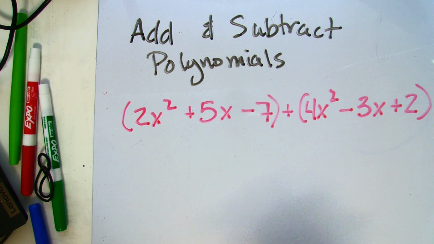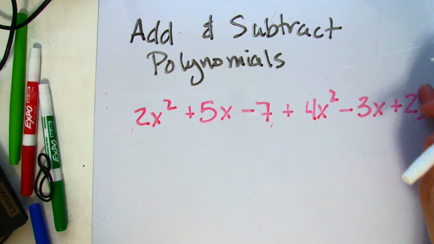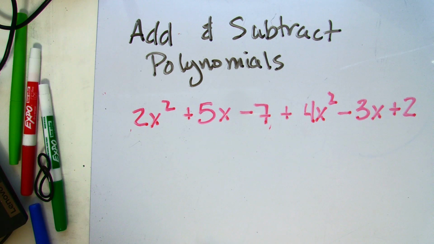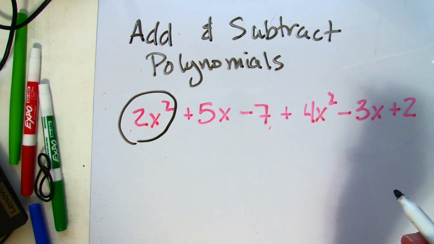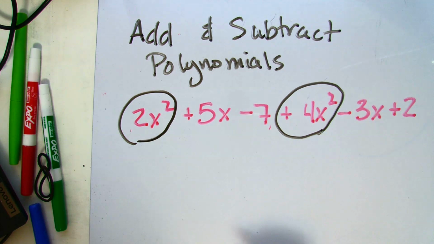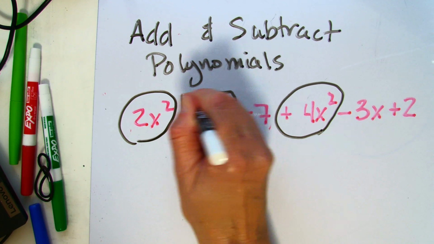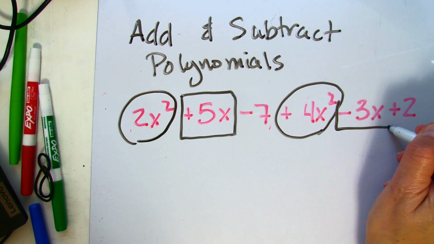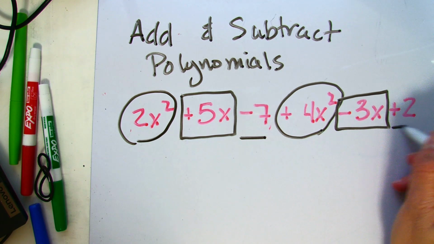So if we do that, it looks like now all we need to do is simplify or combine like terms. So let's identify the terms that we have. We have a 2x squared, and we have a positive 4x squared here. We have a positive 5x and a negative 3x, and we have a negative 7 and a positive 2.